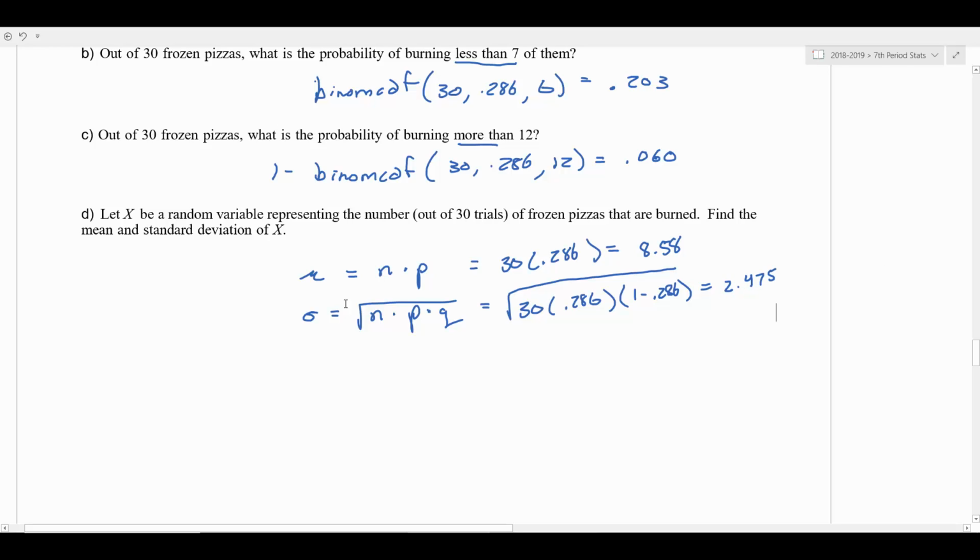These would be handy formulas to remember if they ever do ask you to find the mean or standard deviation of a binomial distribution. Right, so these are worth memorizing, and you never know when it pops up.